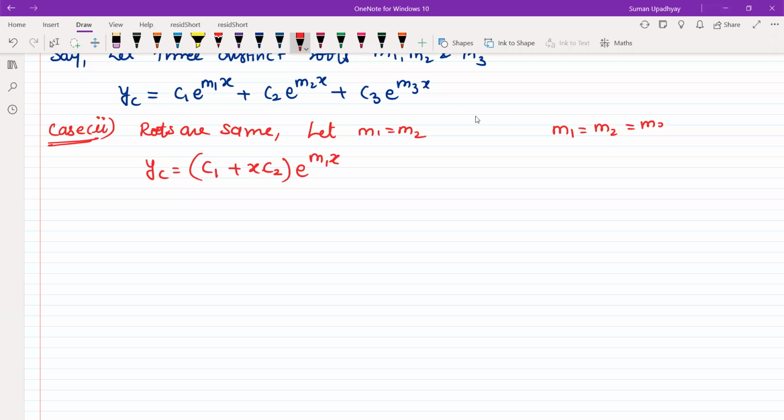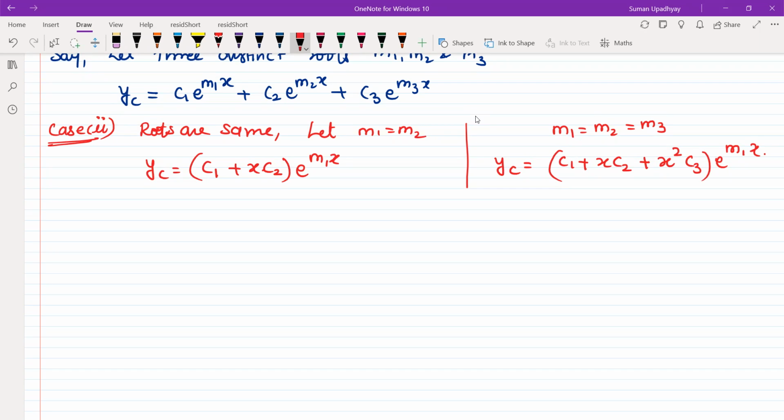तो ब्रैकेट में और एक C3 आएगा, तो YC क्या हो जाएगा? YC = (C1 + x C2 + x² C3) e^(m1 x). M1 लिखो या M2 लिखो या M3 लिखो, कुछ फर्क नहीं पड़ता, they all are the same, तो M1x होता है. अगर चार रूट्स रहेंगे और चारों के चारों सेम रहेंगे तो C1 + x C2 + x² C3 + x³ C4.